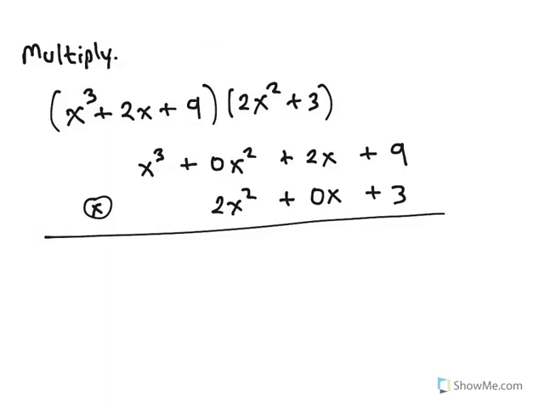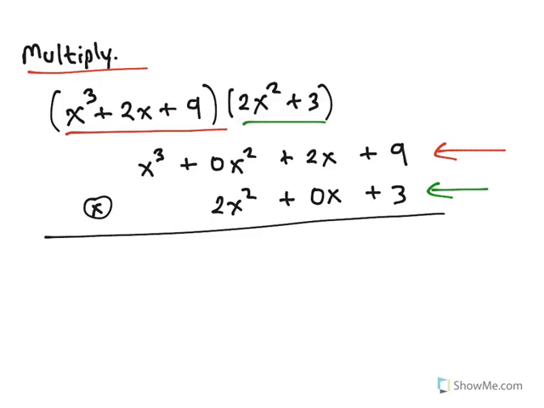So if you want to do the same problem, but you want to set it up in a vertical format for multiplying the polynomials, you can write the first polynomial expression on one line and the second polynomial expression on the line below that. And you can line up the terms that have the same power. So that's what I've done.